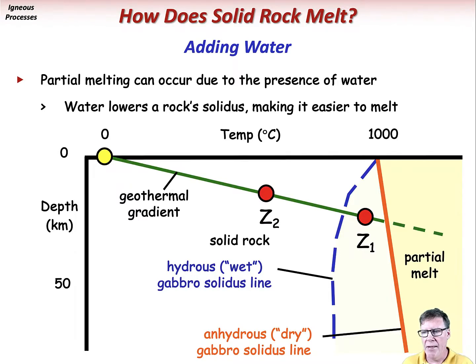A gabbro at position Z2 on the geothermal gradient will still be solid, but the presence of water has changed the solidus and lowered the amount of temperature increase necessary to melt that rock as compared to anhydrous conditions. Hydrous melting is a very important process in plate tectonic settings like subduction zones, and the presence of water is a major factor in the explosivity of volcanic eruptions.